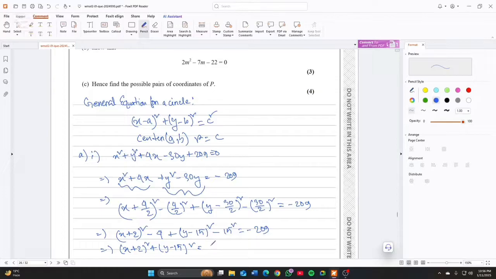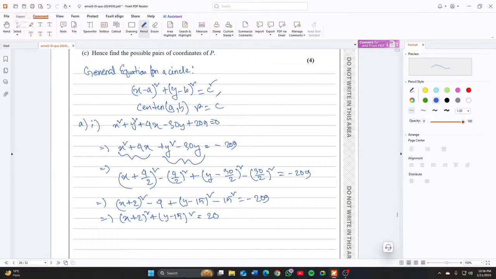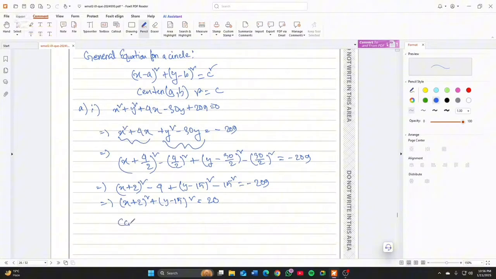Is this right? Minus 20, plus 15 squared, plus 4 gives us 20. So this is the equation in this form. Therefore our center is what? Center is (-2, 15). These are the coordinates. This is our answer.